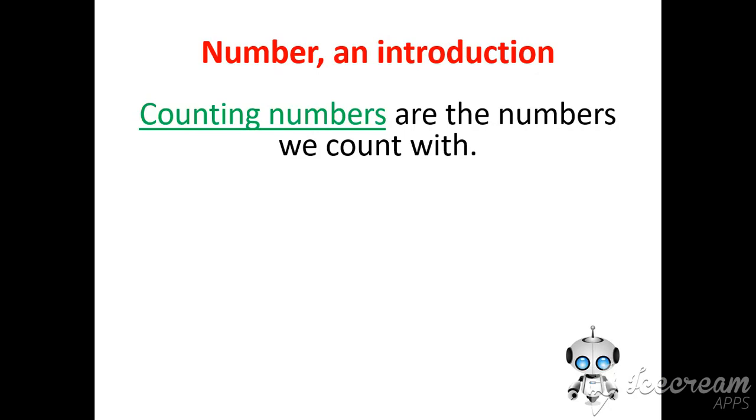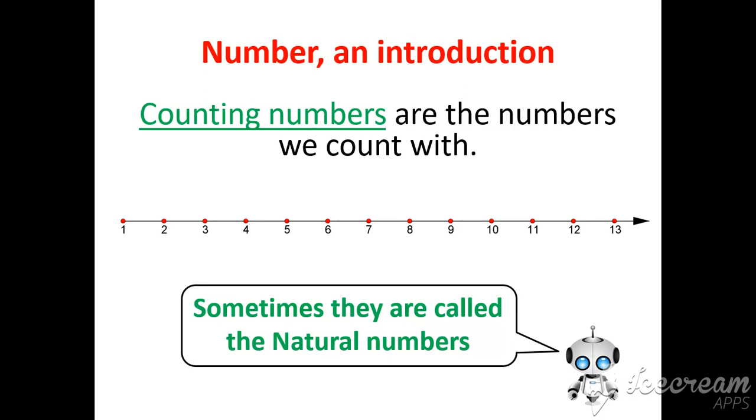Counting numbers are numbers that we count with, and we always count starting with 1. So counting numbers start at 1, they're whole numbers 1, 2, 3, 4, 5, and they continue on forever. Sometimes we refer to them as the natural numbers.